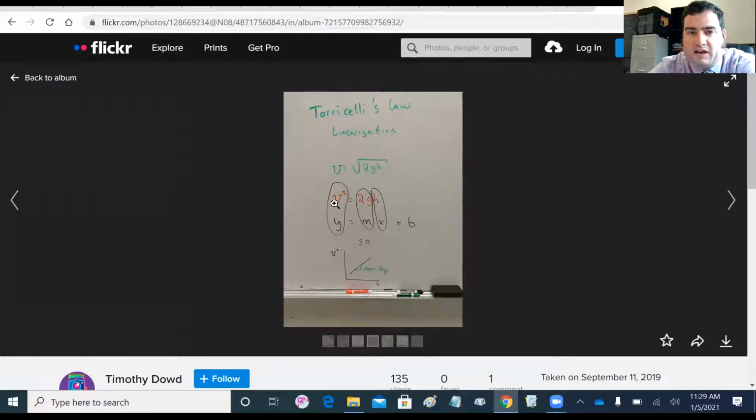I squared both sides, so I had v squared equals 2gh. I put v squared on the y-axis. I put h on the x-axis. And that meant that my slope ought to be 2g.